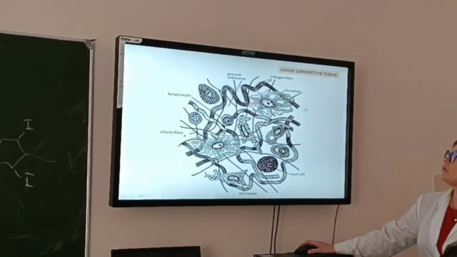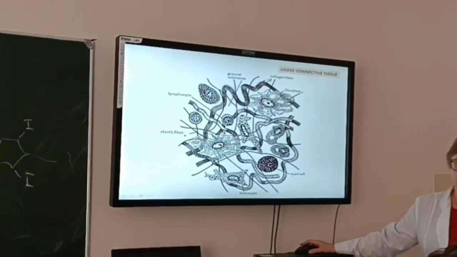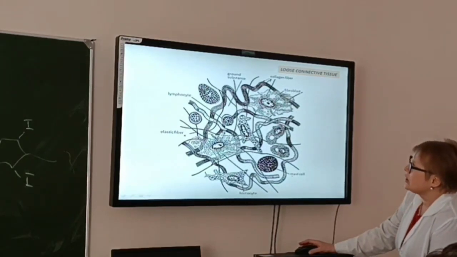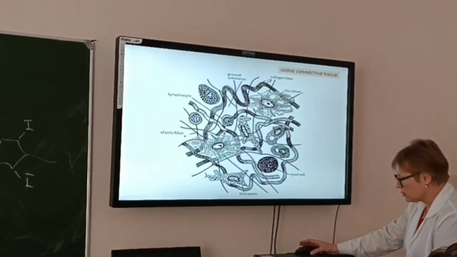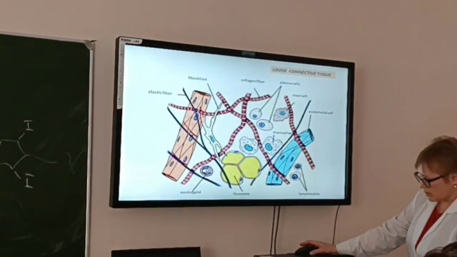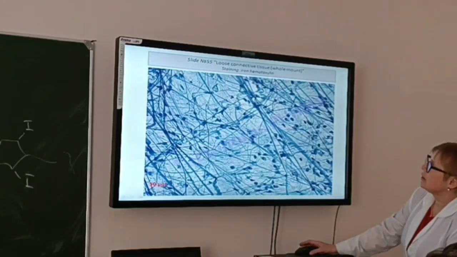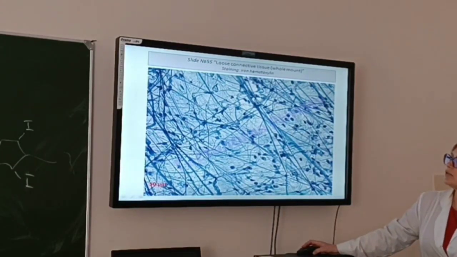This is a diagram of loose connective tissue, and we can see different types of cells here, collagen thick and elastic thin fibers, and the space between is full of ground substance. Our task today is to give the characteristics of cells, fibers and ground substances. This is the same but in color diagrams. How does loose connective tissue look on the slide? Whole mount.